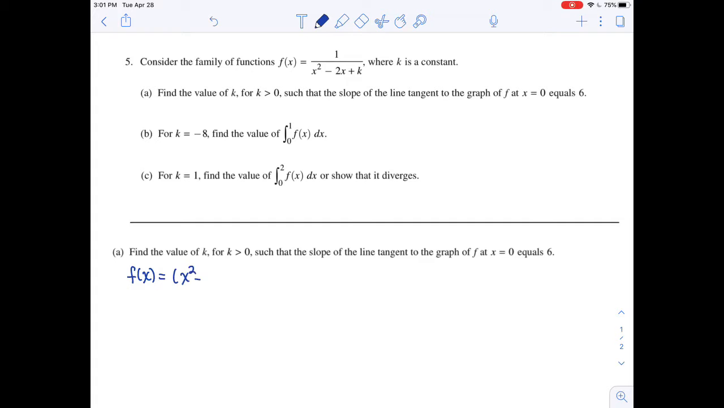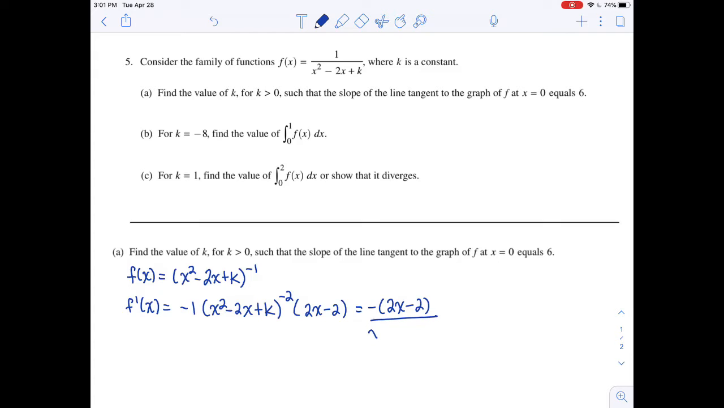Okay, so I would maybe think of f of x as x squared minus 2x plus k raised to the negative 1. So you could just use chain rule. When you start taking the derivative, you'll drop that negative 1 down in front. X squared minus 2x plus k will now be raised to the negative 2. Don't forget about the derivative of the inside, so you'll have 2x minus 2. So if I clean that up, that's going to come out to be negative times 2x minus 2, all over x squared minus 2x plus k squared.